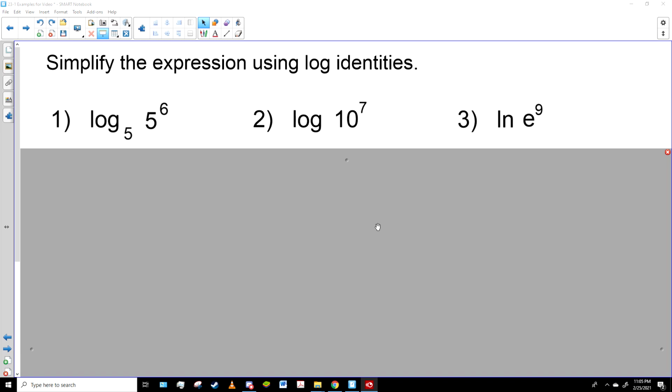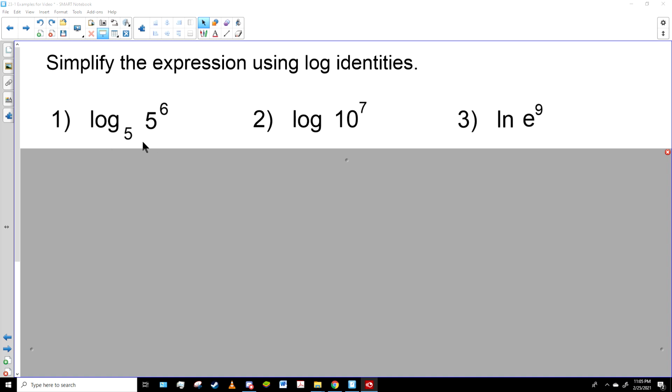This is the third and final part of 23.1 in your Springboard book. This is where we're going to use a log identity to help simplify or evaluate the value of what you see on the screen here. So I have three examples in which you start with the word log.